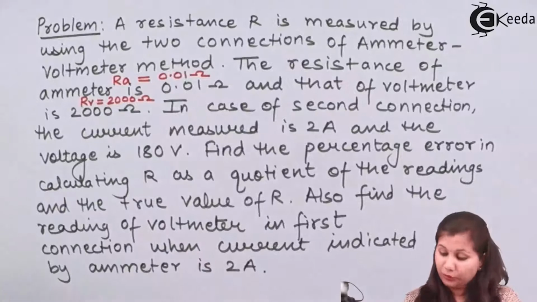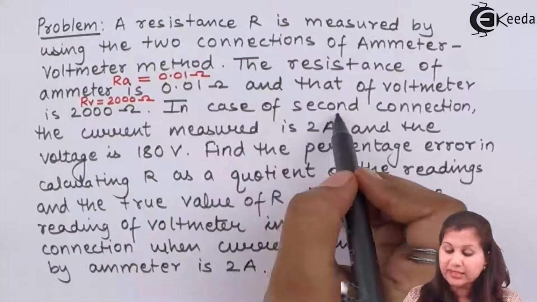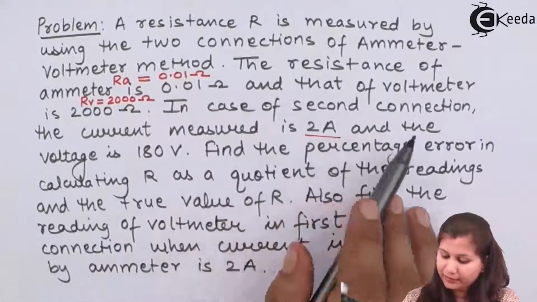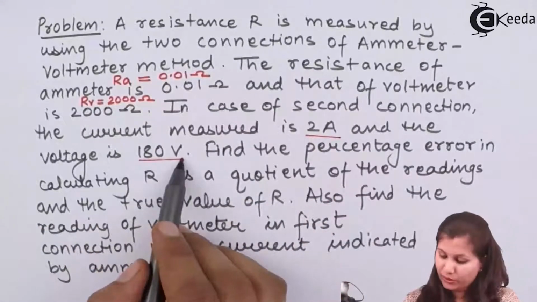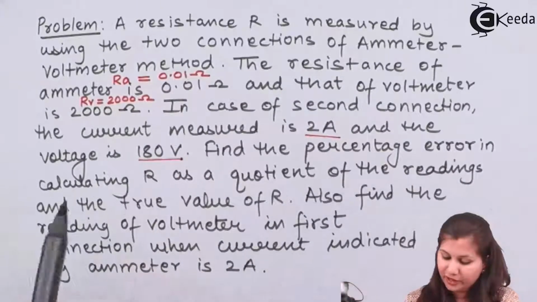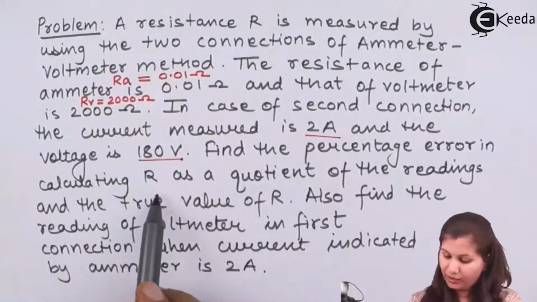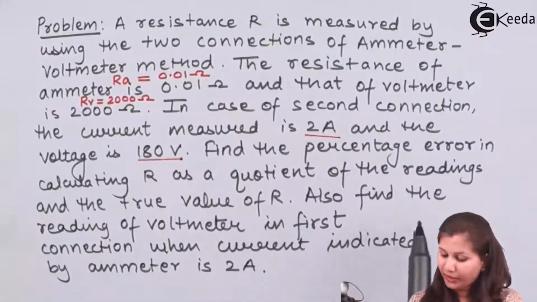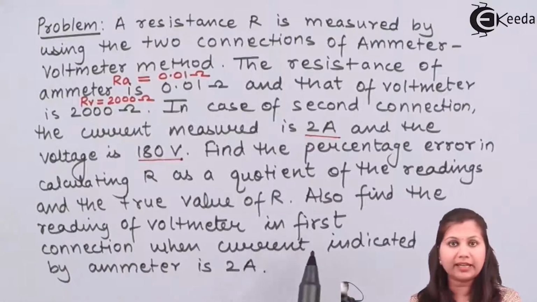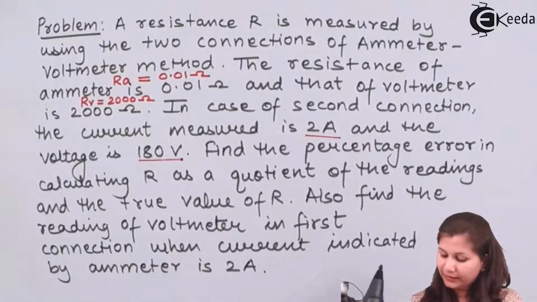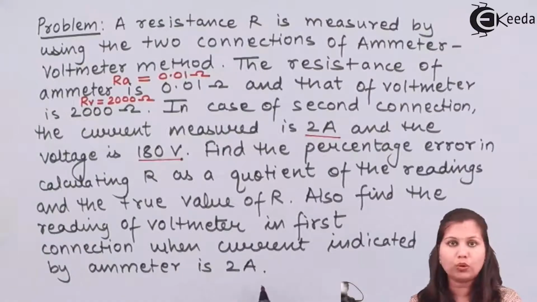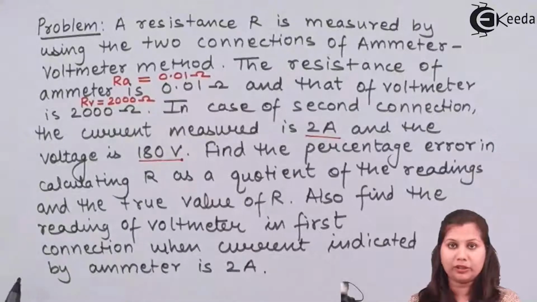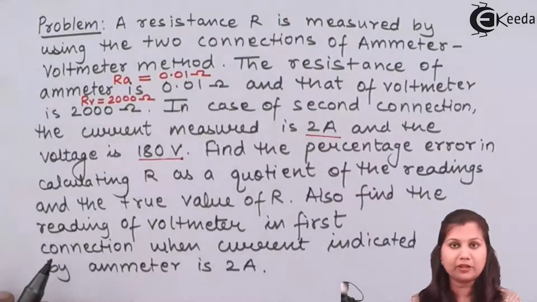Now, out of the two combinations, in the case of the second connection, the current measured is 2 amperes and the voltage is 180 volts. We have to find the percentage error in calculating the value of R as a quotient of the readings and the true value of R. Also, we have to find the reading of the voltmeter in the case of the first connection when the current indicated by the ammeter is 2 amperes. So let's try to solve this problem, and see how we can measure the resistance using this ammeter voltmeter method.